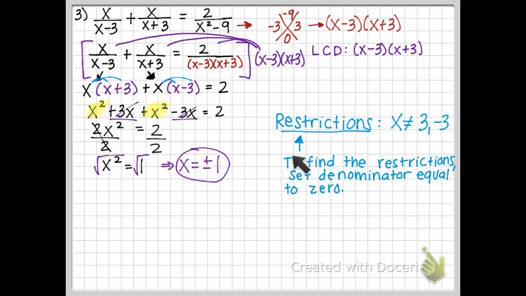You can think about it that way, or you can set it equal to 0. So if you set x minus 3 equal to 0 and x plus 3 equal to 0, then you'll find out what the restrictions are. You don't have to do it to this piece because x minus 3, x plus 3 is the same as this side. Okay, so that's why I'm not touching this. If this was different, like if this was x plus 5, you'd have to set this equal to 0 as well.